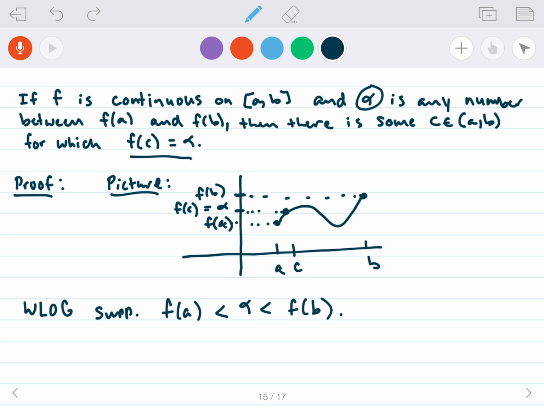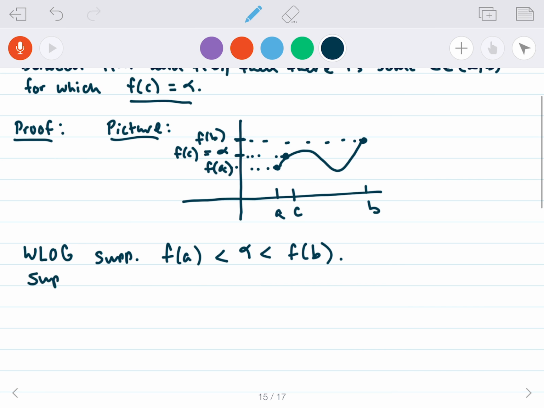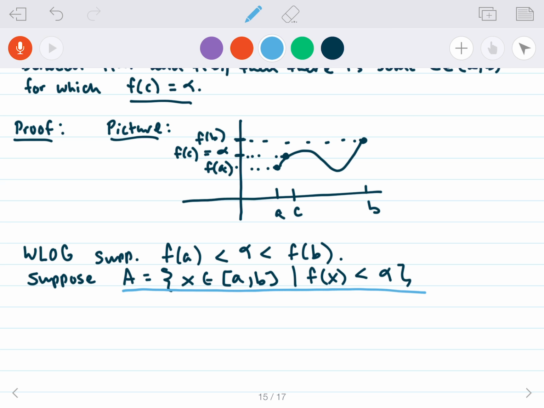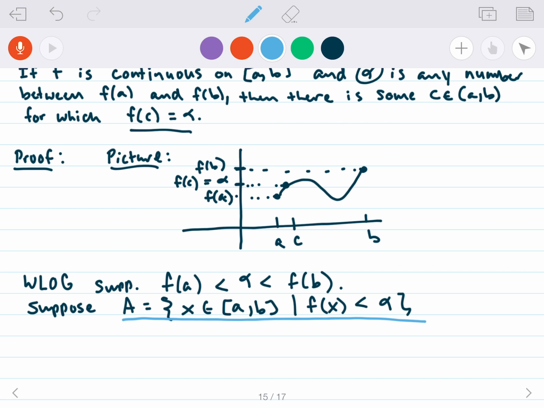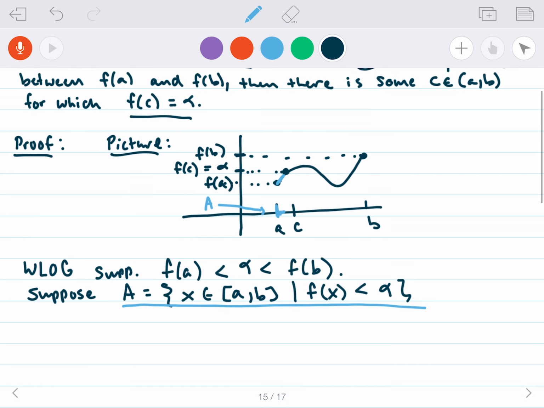Okay, so now I'm going to define a set. So I'm going to let the set A be defined as follows. I'm going to say A is going to be all of the x in the interval [a, b] so that f of x is less than alpha. Okay, and so what does this look like in the picture? So f of x has got to be less than alpha, so it's going to be all of this stuff, right? And so it's going to be all of these x's. This is a. All right, so we're going to define our set A like that.